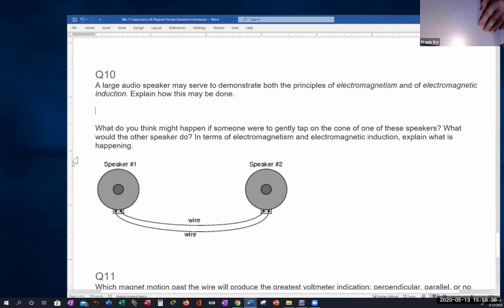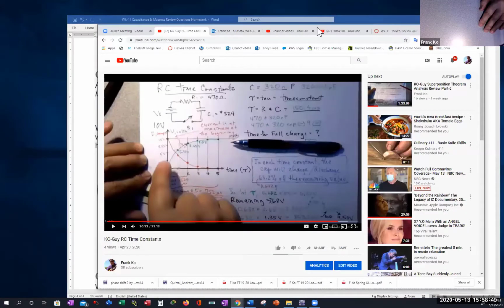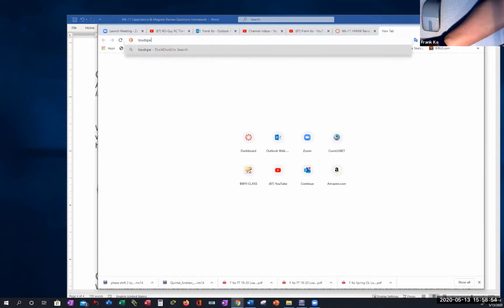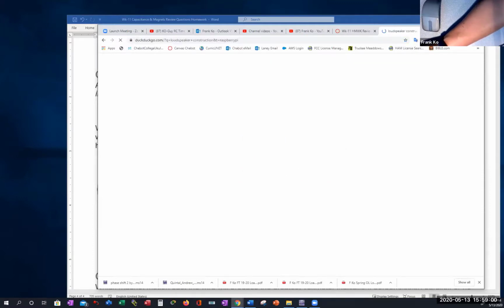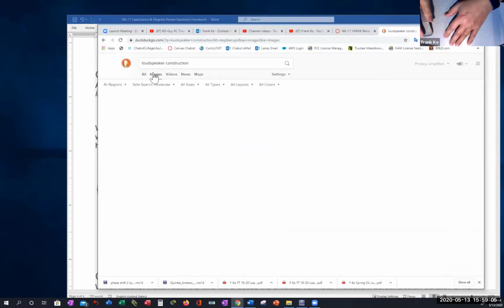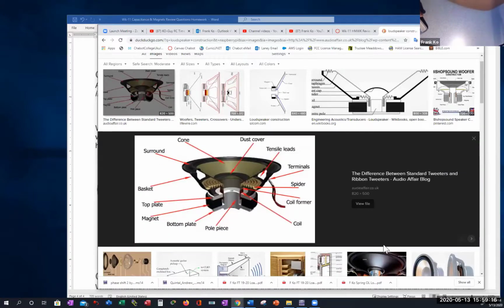And if I happen to have, let's see if I happen to have a nice image of a cross section of a speaker. Okay, so loudspeaker construction. Cool. I think there's several images that are really good here. This is a good image. Let's go ahead and start with this guy.